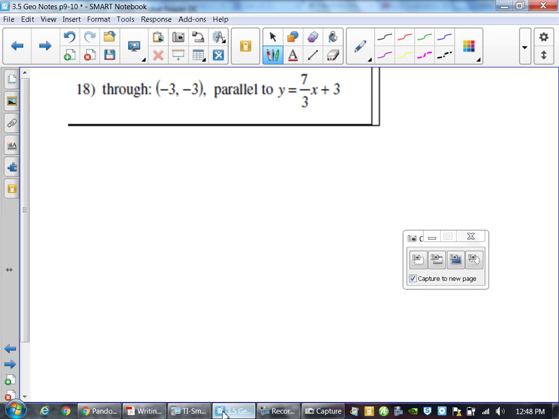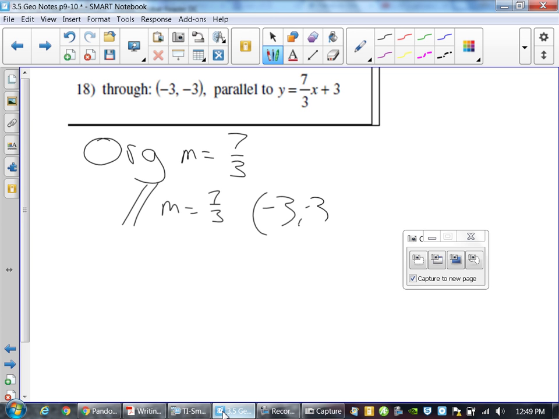Remember, whenever you're writing out equations that are parallel, your very first step is always to identify what the original slope is. So when we do this, we know that our original slope is 7/3. What's parallel to 7/3? 7/3. Convenient, isn't it? And now we're going through the point (-3, -3).